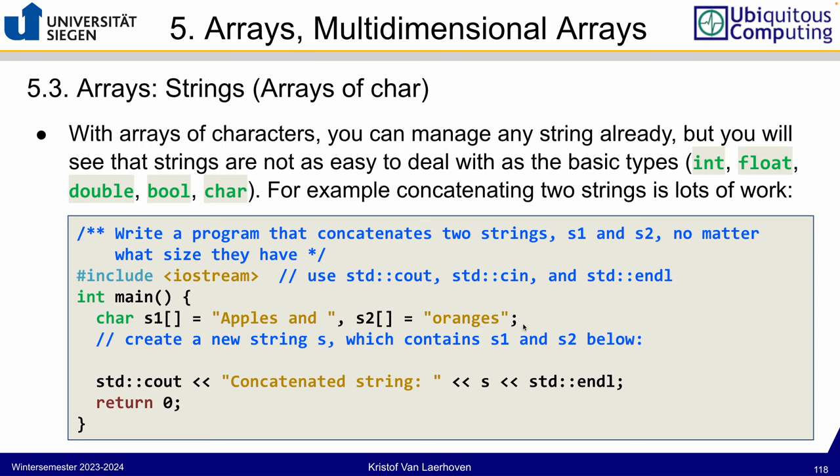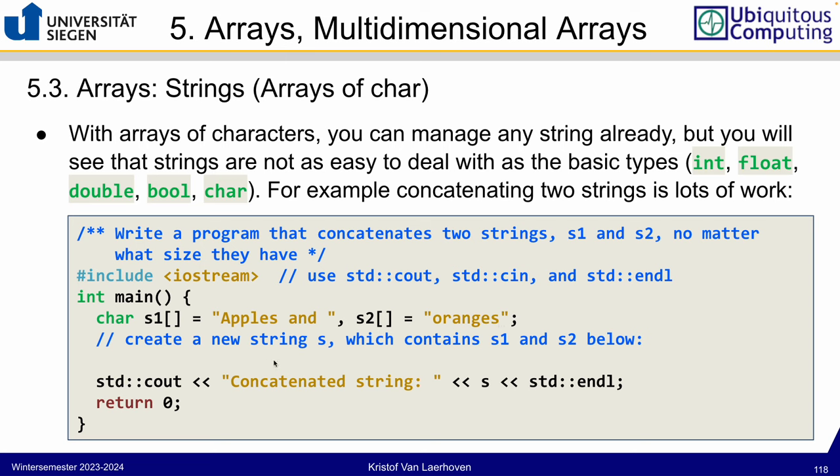Now, what do you have to do, knowing that these are two character arrays, to concatenate those two strings? Concatenate means you create a third string, so basically another character array, which we then give the name S over here, which should then contain the whole sequence of S1, and then straight after that, the sequence of characters of S2. So it should then afterwards contain the string apples and oranges.